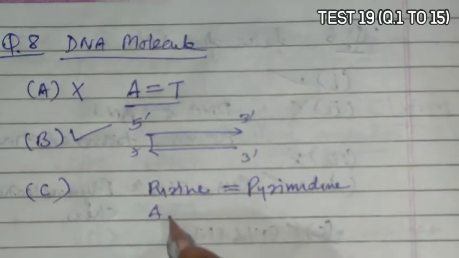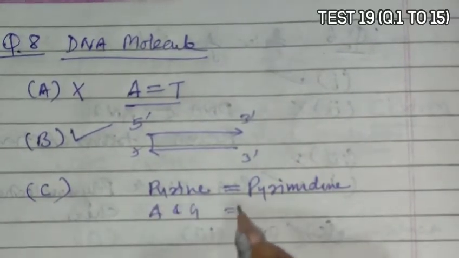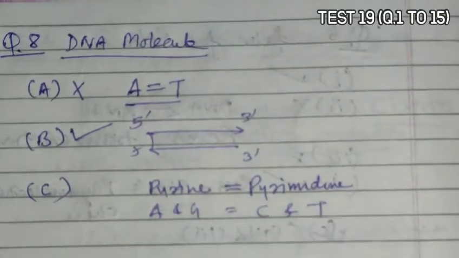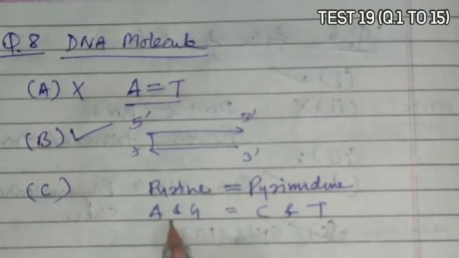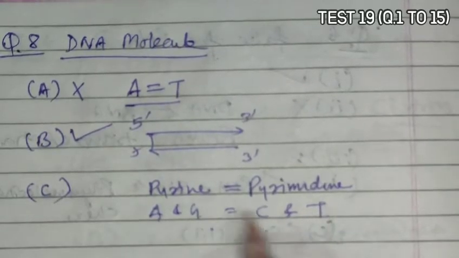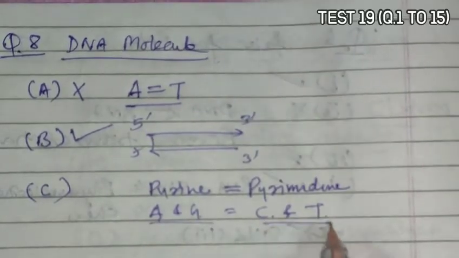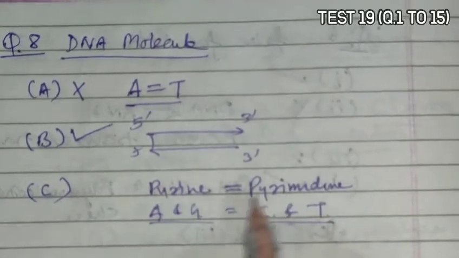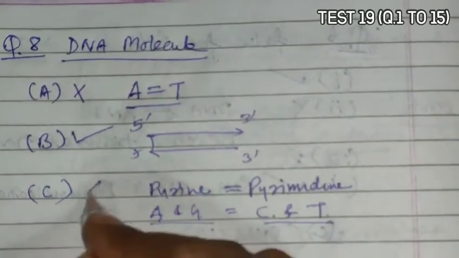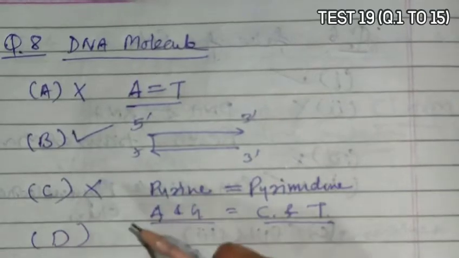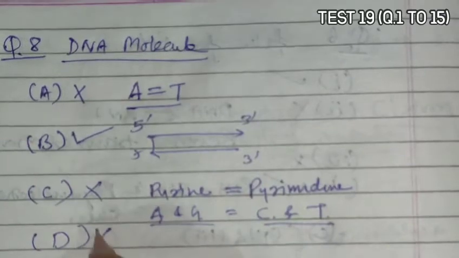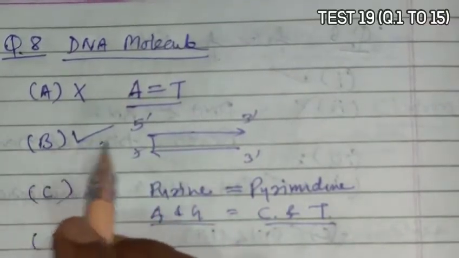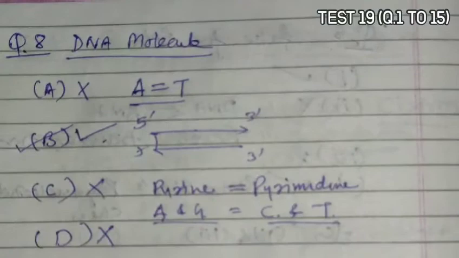Now purines are adenine and guanine, and pyrimidines are cytosine and thymine. Adenine pairs with thymine and guanine pairs with cytosine, so always the number of adenine and guanine is equal to the number of cytosine and thymine. The purine is equal to pyrimidine, but the statement says not always equal, so it is incorrect. D is given as there are two strands which run parallel in the 5' to 3' direction. It is incorrect, as they run in anti-parallel nature as in option B, so B is the correct answer.